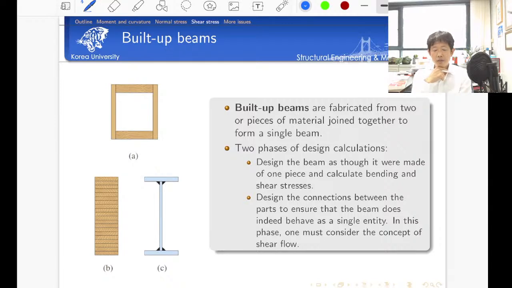Okay, so now let's talk about design or analysis of built-up sections. As we discussed last time, even in a beam cross section, we need to consider that there exists a shear stress distribution over the cross section. So if you have a certain material, obviously the shear strength of the material must be greater than the shear stress to prevent any failure by shear stress development, isn't it?